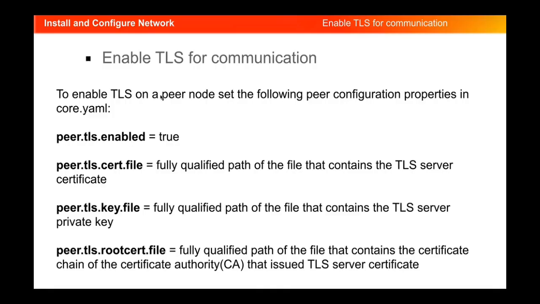One more property that you can set is enabling TLS for communication. To enable TLS on a peer node, you have to set peer.tls.enabled to true. When you say TLS is enabled, you are telling that you want to securely communicate within the peers. For that, you need to specify proper TLS server certificates as well.